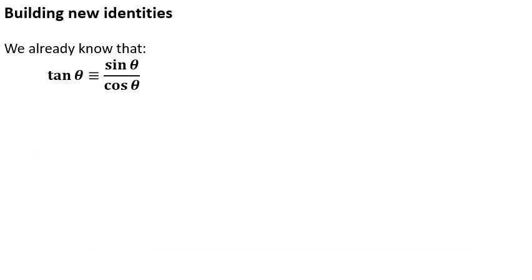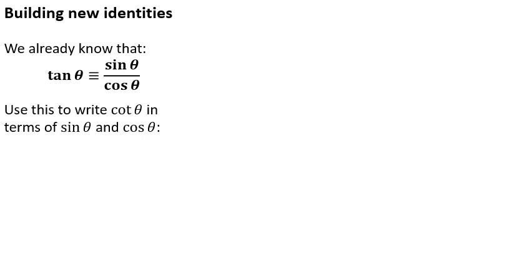Okay. The last thing I want to look at with this first video is new identities that we can now create from the new trig functions that we've got. I've already briefly alluded to this. Tan theta is sine over cos. Well, if we know that tan theta is sine over cos, pause the video and see if you can write an identity for cot theta, which is built just from sine and cos.